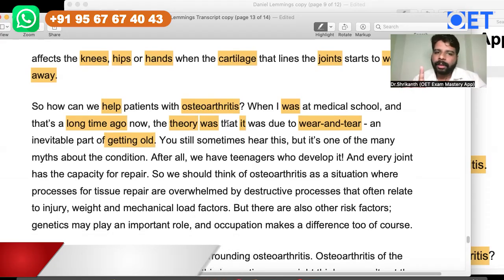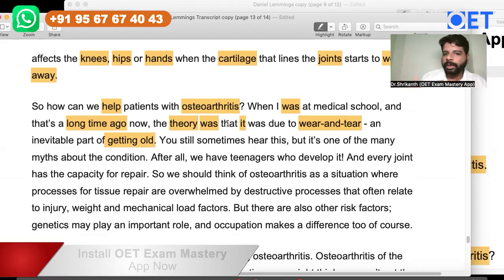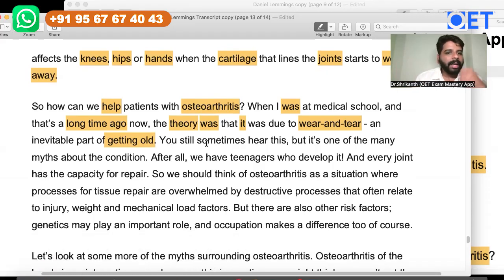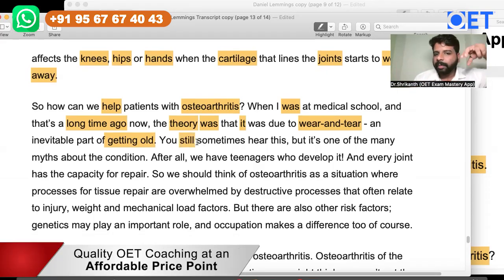Now, what is your duty? Is your duty to understand what the old theory was? No. Your duty is how to help people with osteoarthritis. So you can say, this is another distractor. The OET is just trying to distract me. This is not important. And now he's telling present tense. Now he's coming to the present.